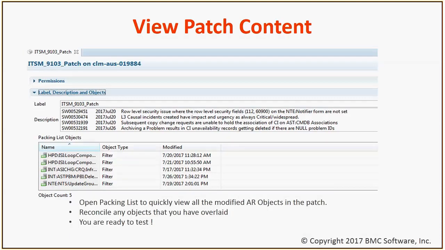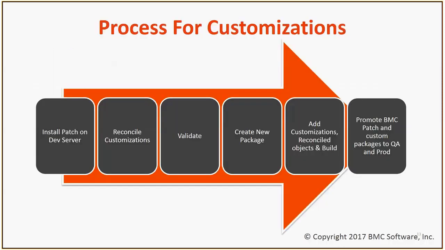Viewing the patch content is very easy as well. When BMC ships an application patch using Deployment Management Console, it includes a packing list that has a list of forms and workflow that have been changed in the patch. Now you can go to Dev Studio and quickly open up the packing list to see the list of objects that were modified.